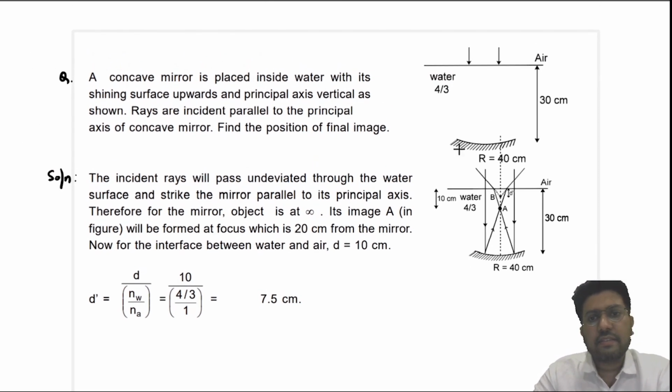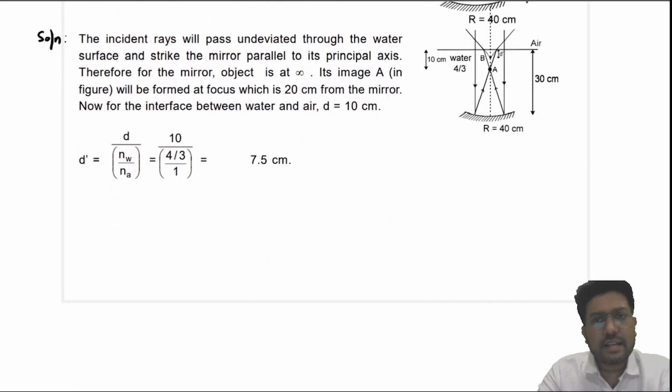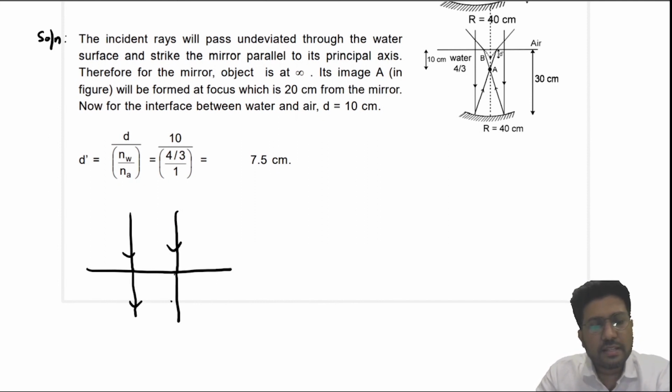In this question, it is given that there is a concave mirror here which is placed inside water. So this is water and a concave mirror is placed inside water with its shining surface upwards and the principal axis vertical. So this is the principal axis, right? Rays are incident parallel to the principal axis of a concave mirror. Then we need to find the final position of the image. Now, because the rays are incident perpendicularly on the interface, there will be no bending.